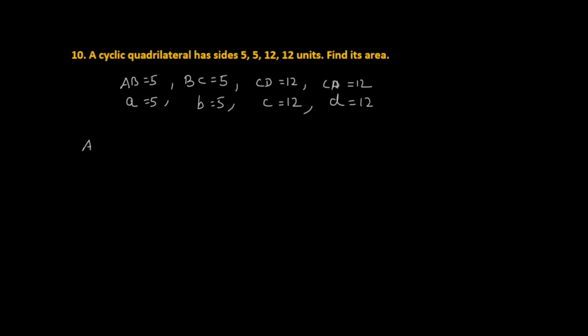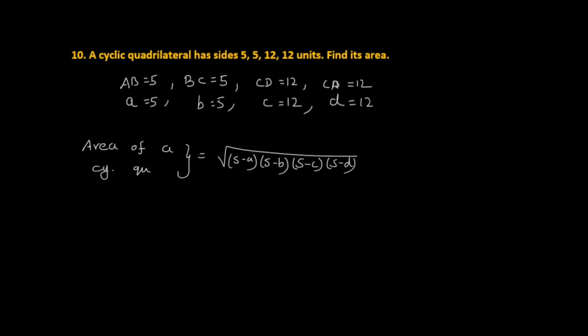So if you want to find the area of a cyclic quadrilateral, the formula, like Heron's formula, is square root of (semi-perimeter minus A)(semi-perimeter minus B)(semi-perimeter minus C)(semi-perimeter minus D). This is the formula to find the area of the cyclic quadrilateral. While finding the semi-perimeter, S is equal to (5 plus 5 plus 12 plus 12) divided by 2. That is equal to 34 divided by 2, which is 17.